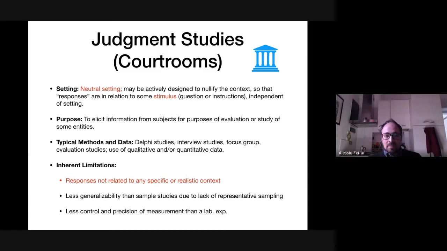analysis. At the same time, you have less control and precision than the lab experiments. But also your goal is mostly not quantitative, it is mostly qualitative, and so it is a limitation, but you wouldn't apply a judgment study in a case in which control and precision is strictly relevant. Here you want to hear the opinion.